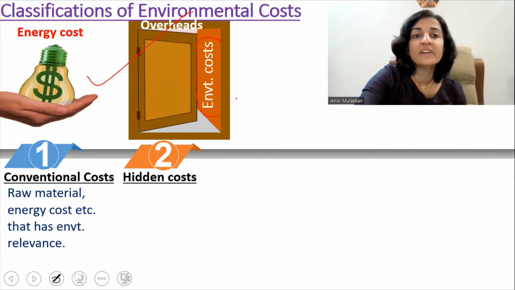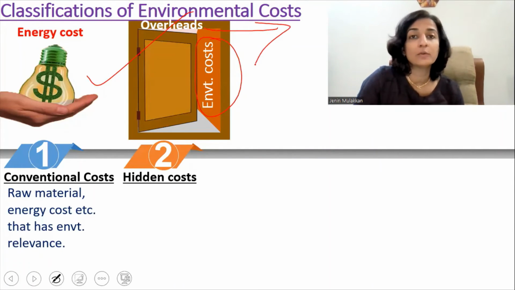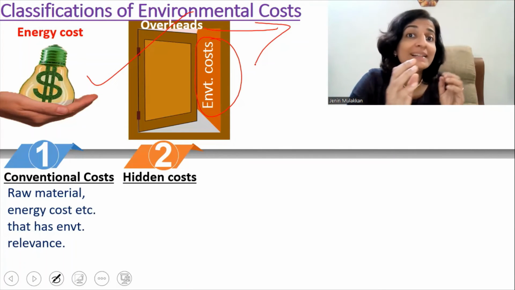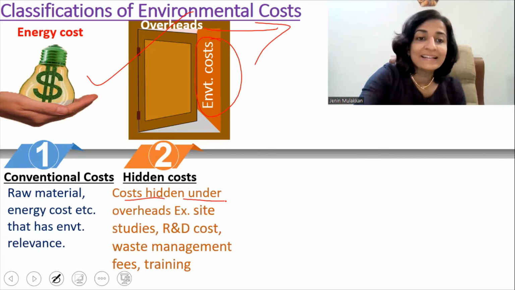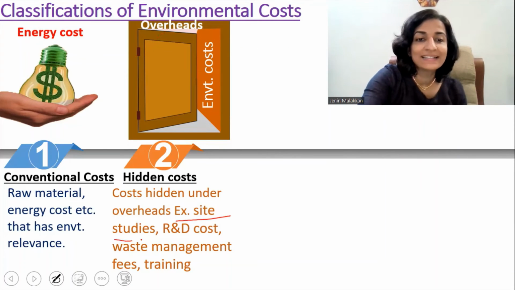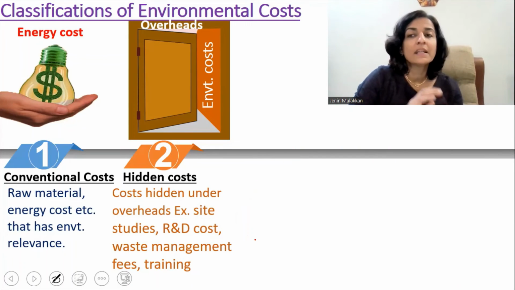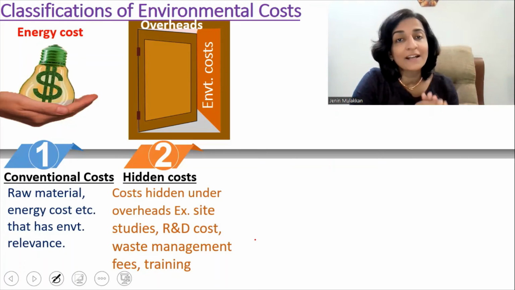Now, there are many environmental costs that are hidden under overheads. That is, it will be grouped under a head of expense where it is not visible. So these are costs which are hidden under overheads. Example, site studies, the research and development costs, the waste management fees, the training of the environmental staff. Now, most of these expenses get clubbed with factory overheads.